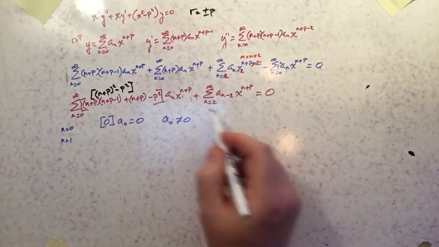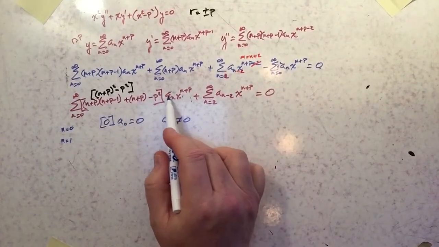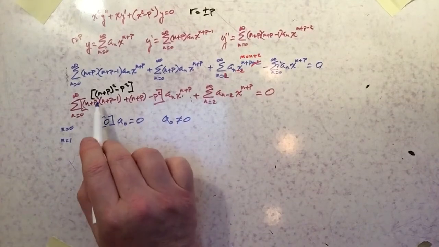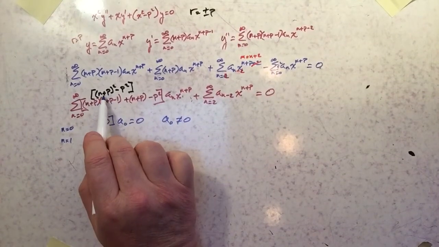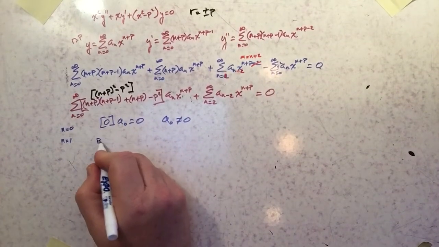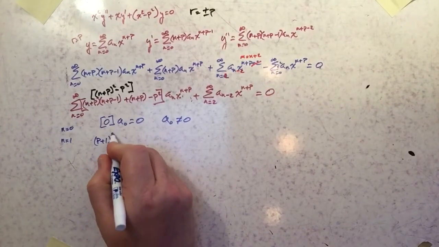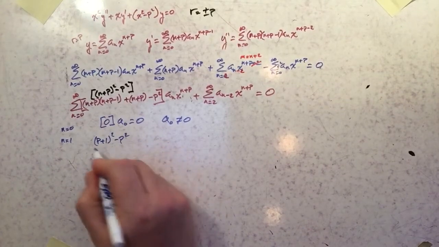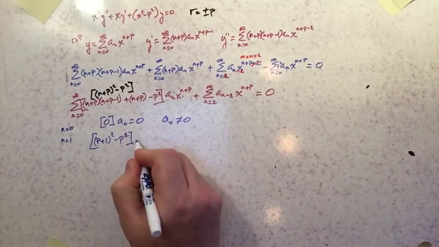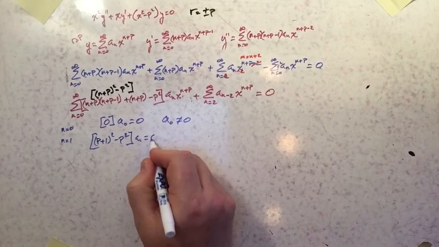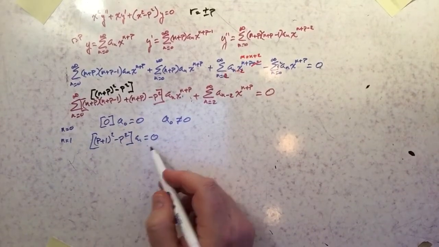Again, this one's still not going to generate anything, so this will just generate A1. So again, with 1 here, it's going to be (p plus 1) squared minus p squared, and all of that times A1 is going to be equal to 0. Well, this then generates some problems.